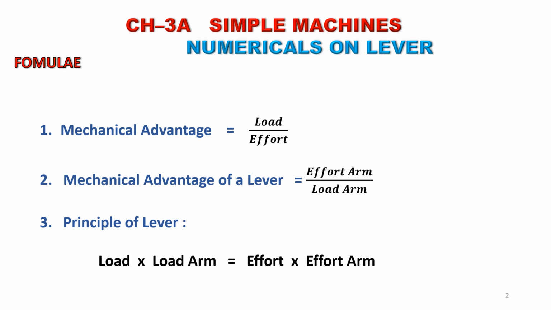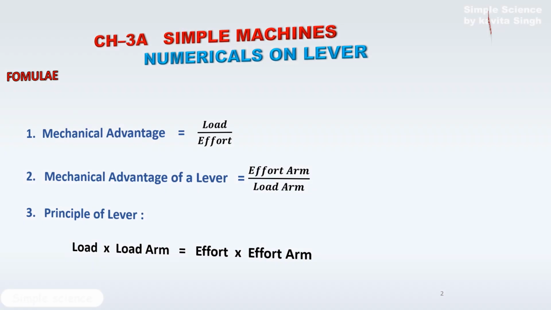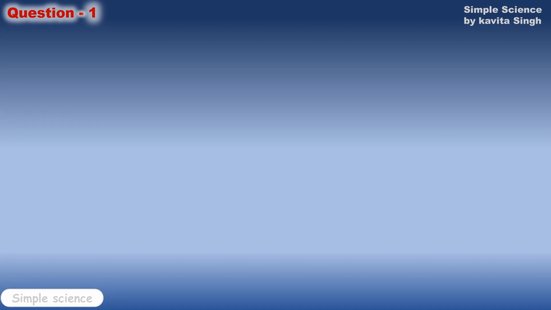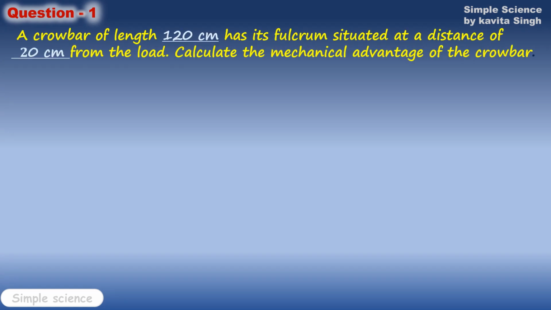Now let's start the numericals. Our first numerical is a crowbar of length 120 cm has its fulcrum situated at a distance of 20 cm from the load. Calculate the mechanical advantage of the crowbar.